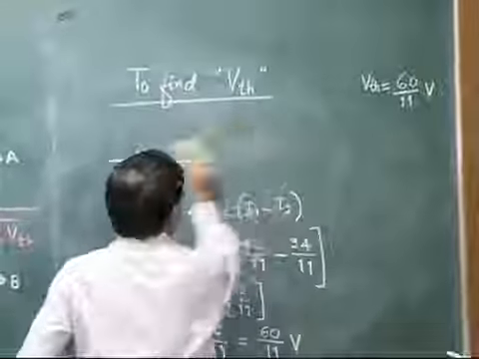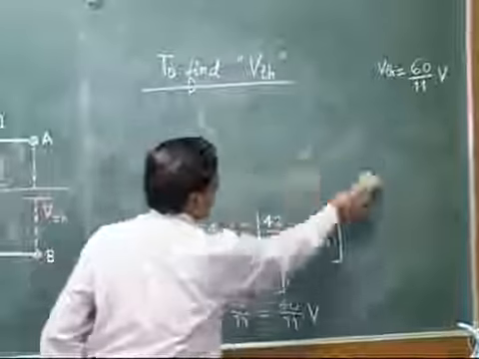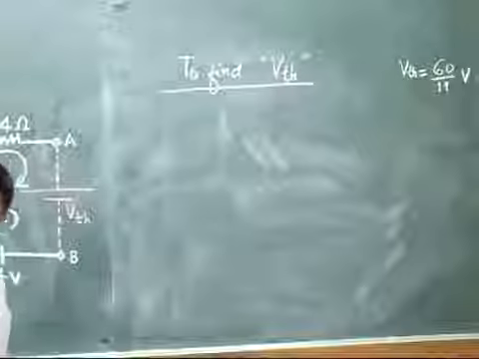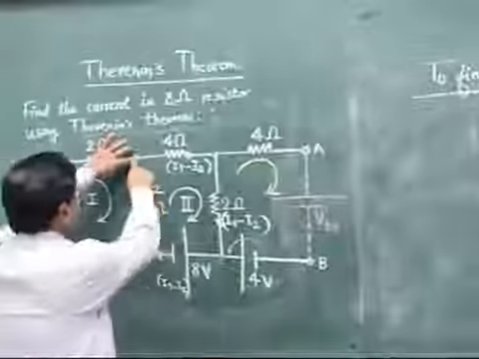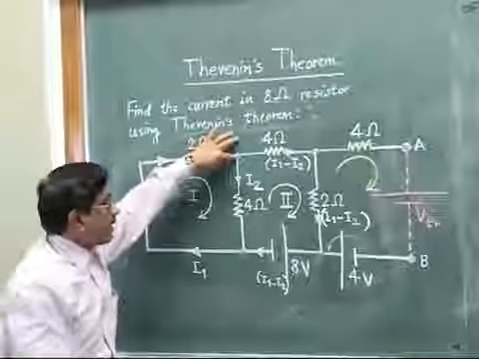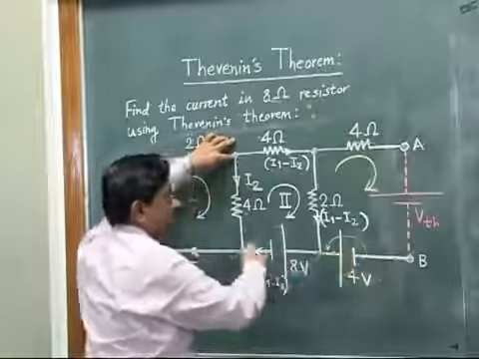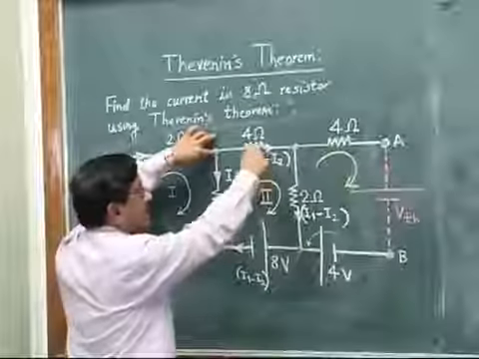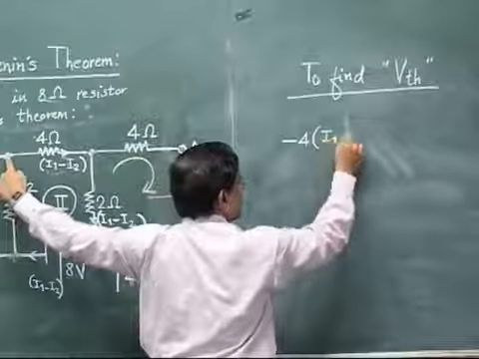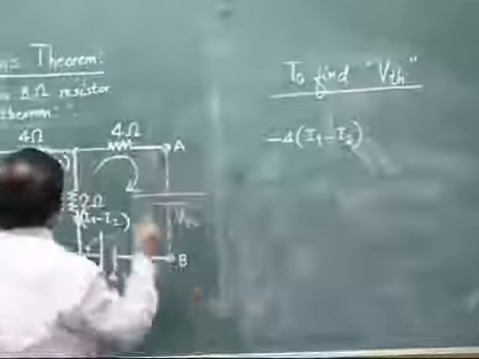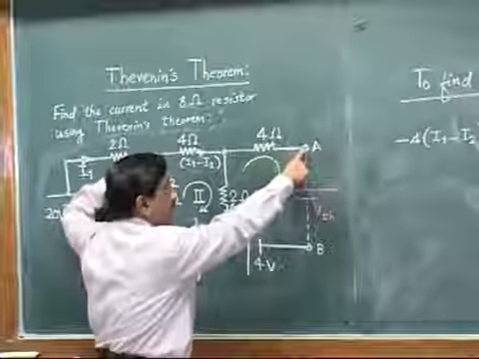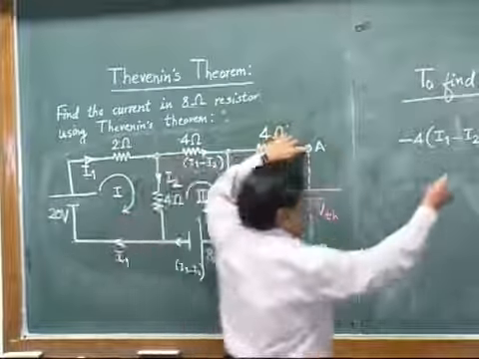And now we will see what happens if somebody else selects a different loop, whether we can still get the same value of VTH. For example, if we select this particular loop, let us see what equation we can write. Our travel is clockwise like this. Current is also in our direction, so minus 4 times I1 minus I2. Then next we have reached here. Again ahead, no current in this 4 ohm, so no question of voltage rise or drop. Then here down it will be minus VTH.